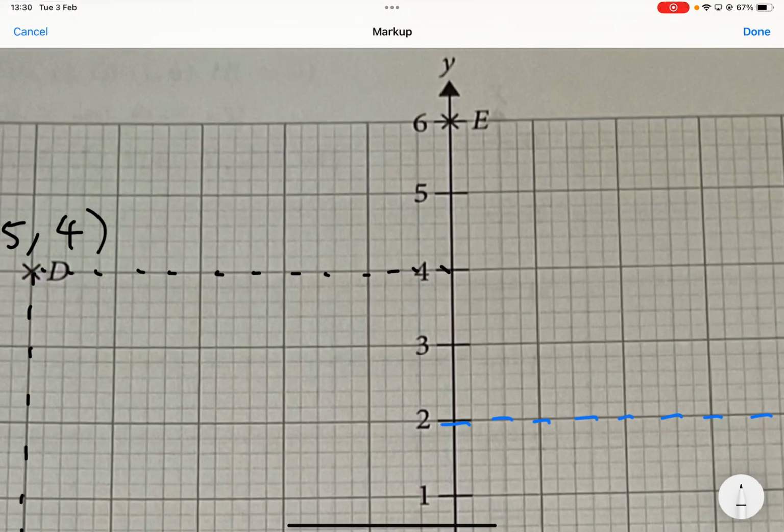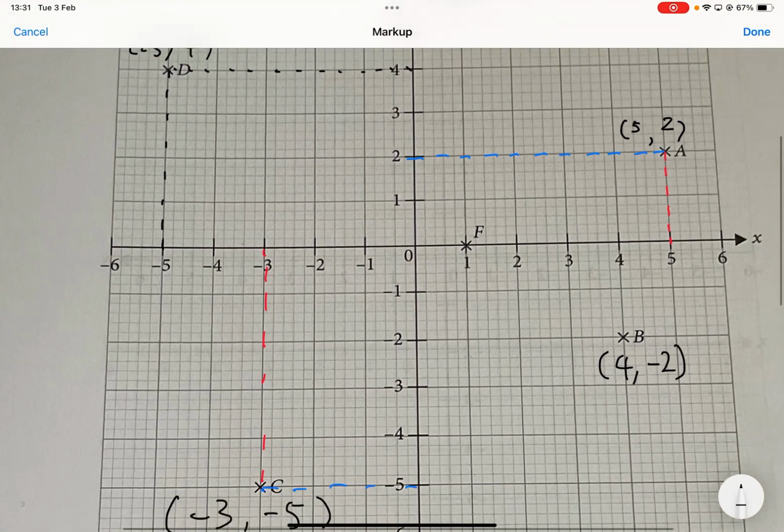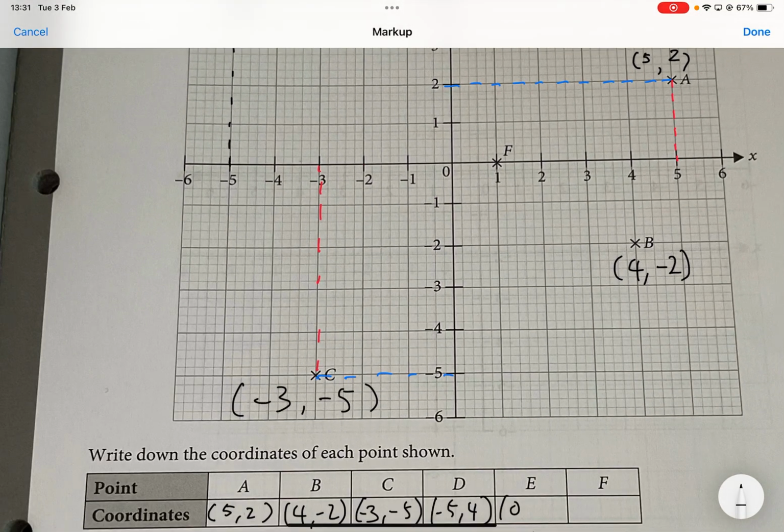Part E. E itself is on the vertical line. So if I read the left and the right, it is not left and not right. So the left and right is 0. Then the high and the low, it is 6 units high. So E is (0, 6). Double check all your answers.